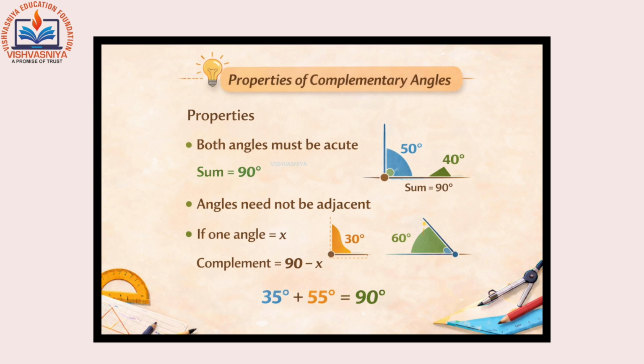Complementary angles have some important properties. Both angles must be acute angles because their sum must be 90 degrees. The two angles do not have to be next to each other. If one angle measures x degrees, its complement will be 90 minus x degrees. Also remember that a right angle cannot have a complement because it already equals 90 degrees.